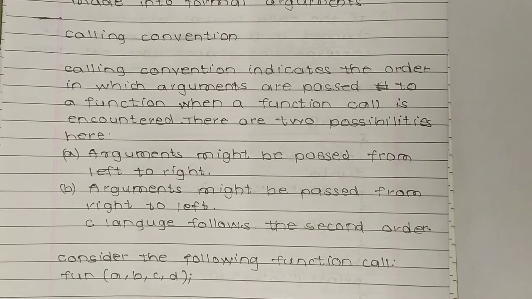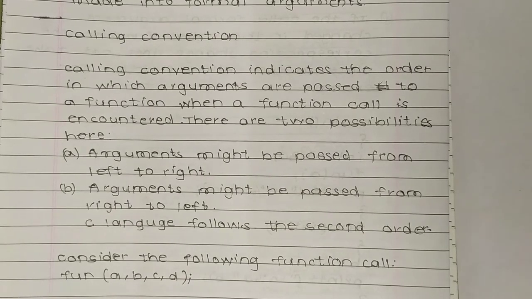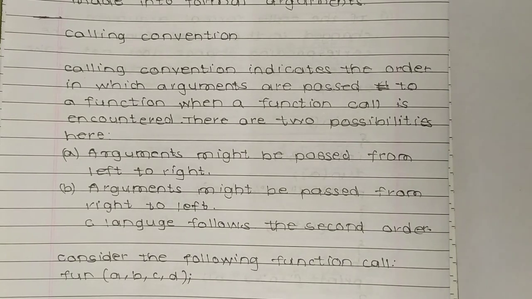Calling convention indicates the order in which arguments are passed to a function when a function call is encountered. So it is basically an order in which arguments are passed to a function. There are two possibilities here.